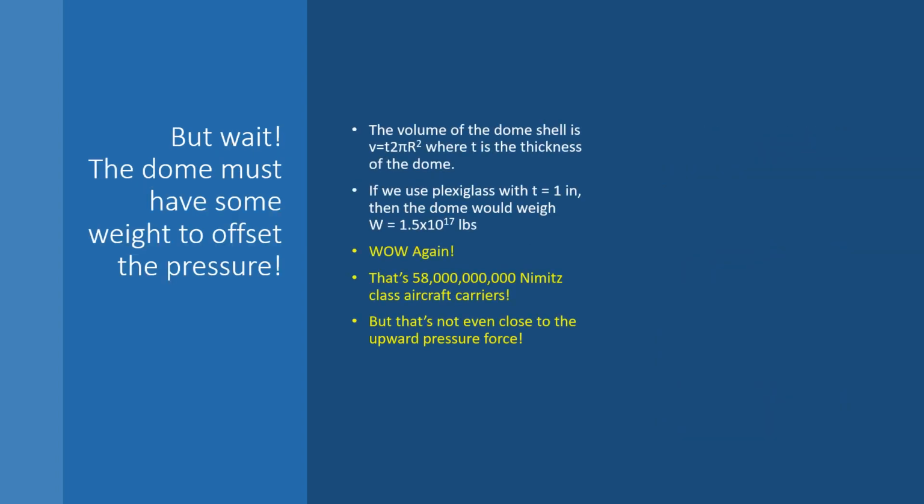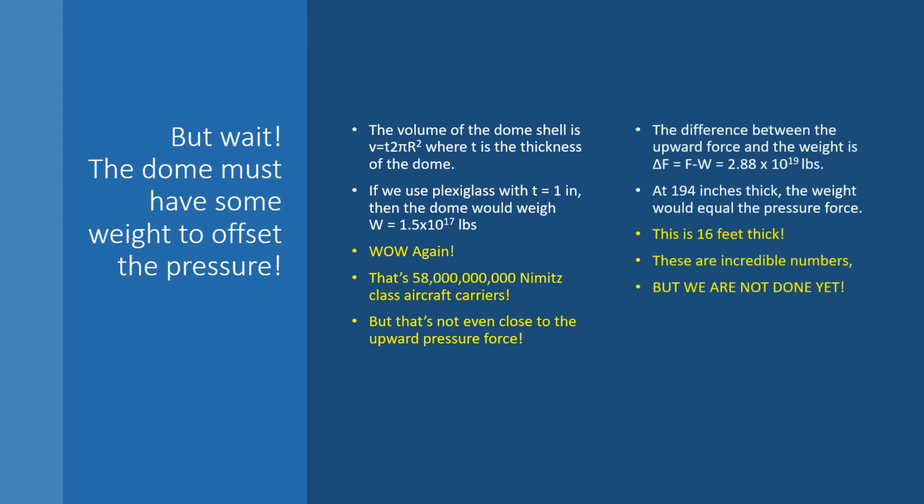Let's think about this. The dome must have some weight to offset the pressure. The volume of the dome is equal to its area times its thickness. If we use plexiglass with a thickness of 1 inch, then the dome would weigh 1.5 times 10 to the 17th pounds. Wow again. That is 58 billion Nimitz-class aircraft carriers. But that's not even close to the upward pressure force. That is only about 1% of the upward force. The dome would have to be 16 feet thick for the weight to equal the pressure force. These are incredible numbers, but we are not done yet.